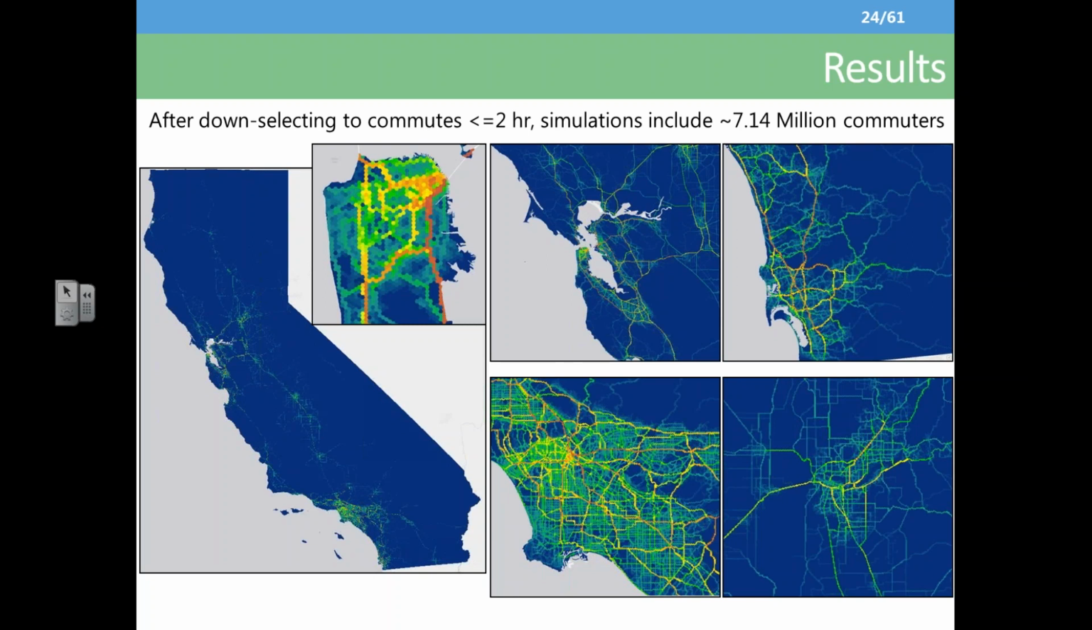And so you can see that this traffic across the Bay Bridge may actually be overestimated through this method, and we'll see that. I'll show you some of the validation data.